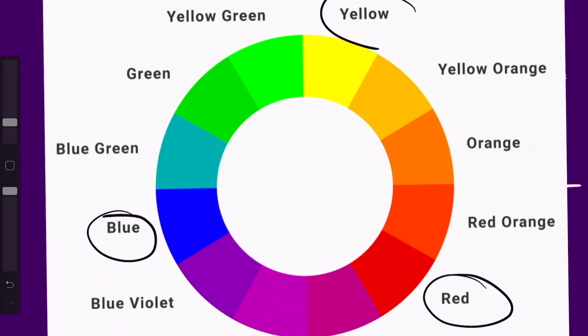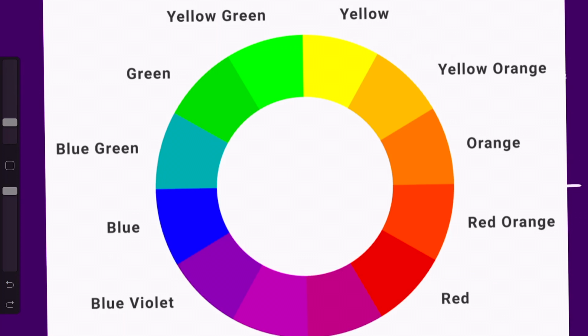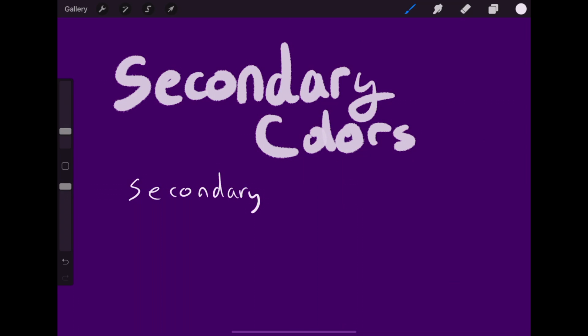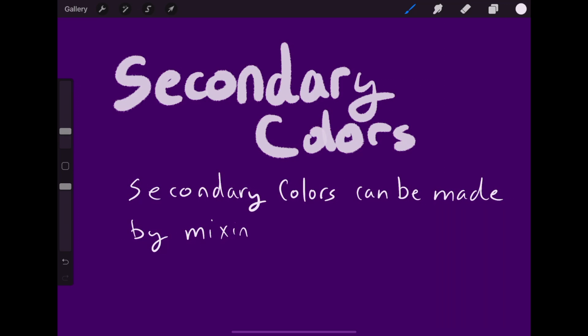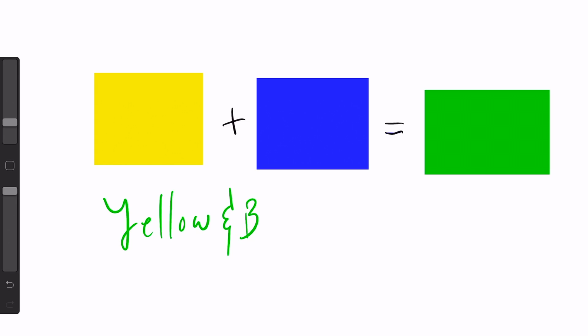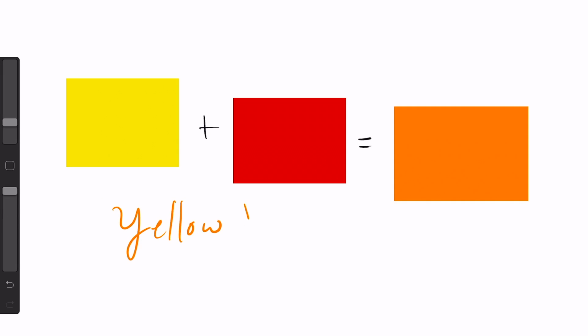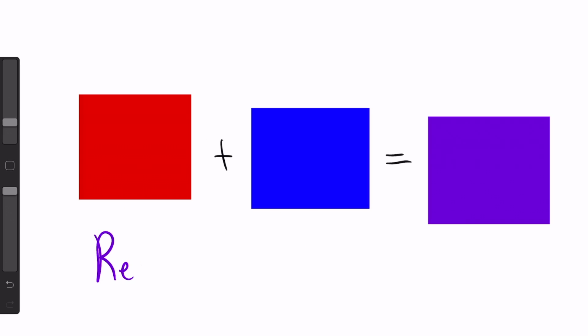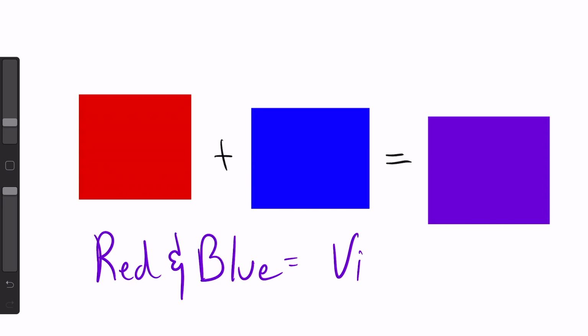However, mixing the primaries gives us all the colors in the color wheel. For example, secondary colors can be made by mixing two primary colors together. Examples of secondary colors are green, orange, and violet. Here, yellow and blue combine to make green. Yellow and red combine to make orange. And red and blue combine to make violet.